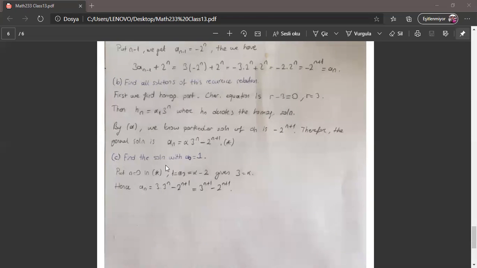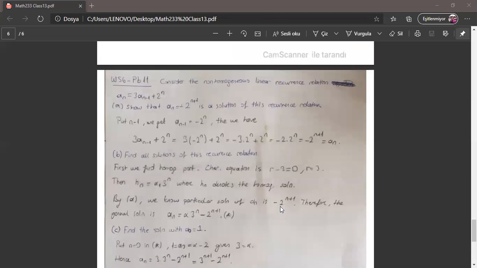Sorry about it. So the last part of the question says, when you have this initial value, find the solution. So we plug n equals 0 in this equation, and get this, okay? So we get the value of alpha, and hence we obtain this. Okay, this is the solution when we have a0 equals 1. So this was the last question.